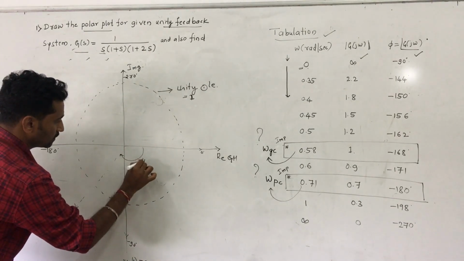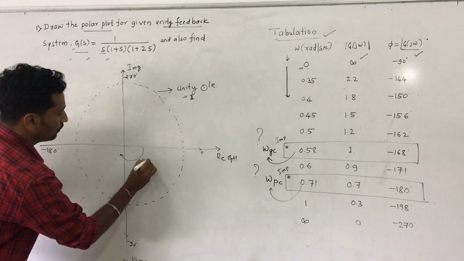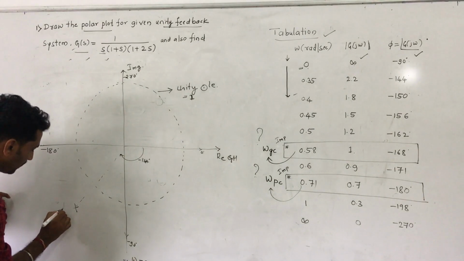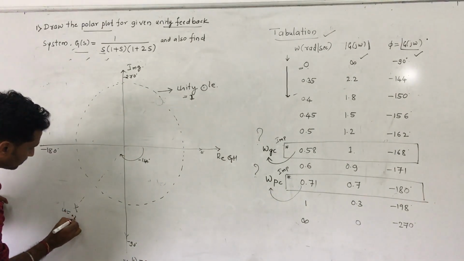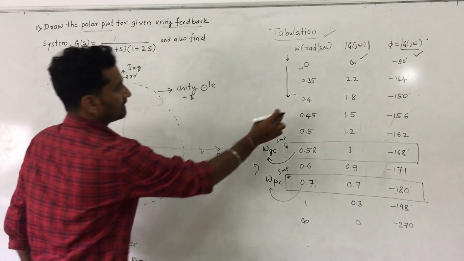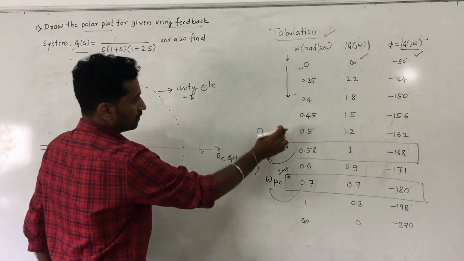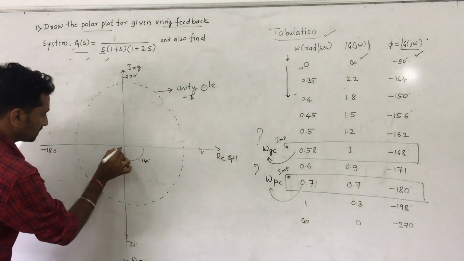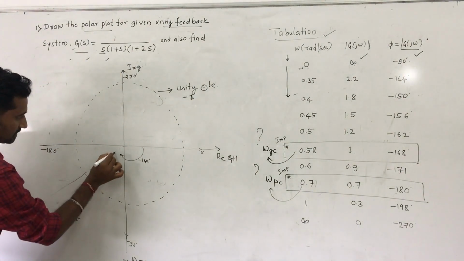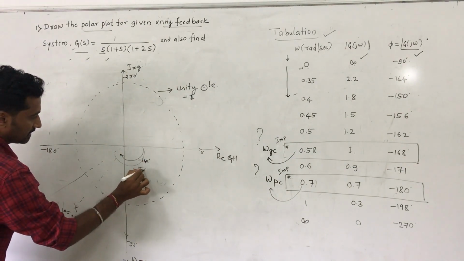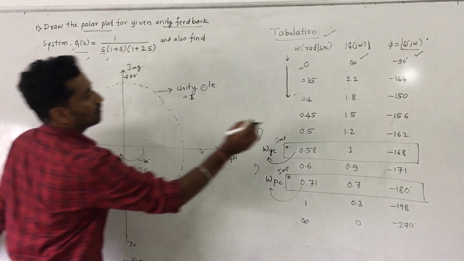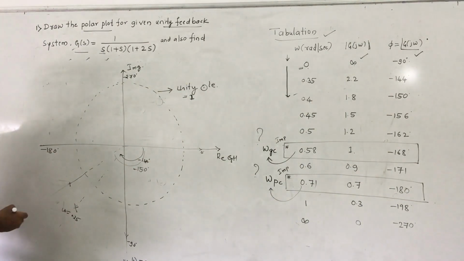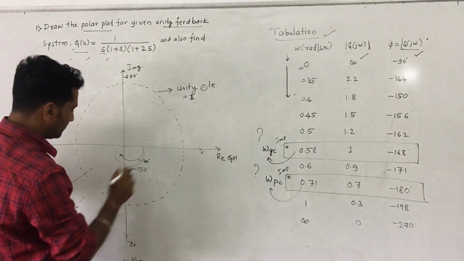This is the minus 144 degrees angle, right? Similarly, the next value, omega will be 0.35. If I take the next one, 0.4, the magnitude is 1.8 and the angle is minus 150, somewhere here, so this will be minus 150 degrees. The magnitude is 1.8, which means again it is outside the circle, somewhere here. The angle I have shown is minus 150.